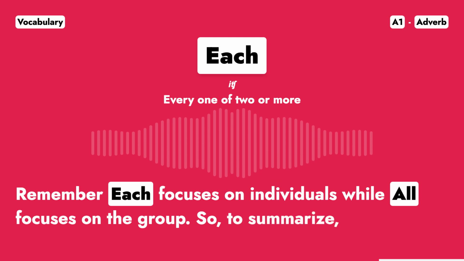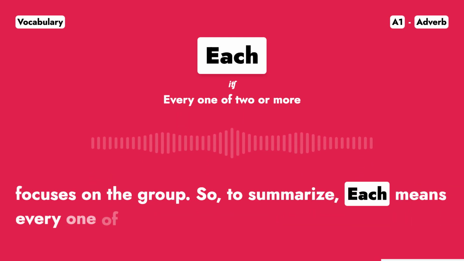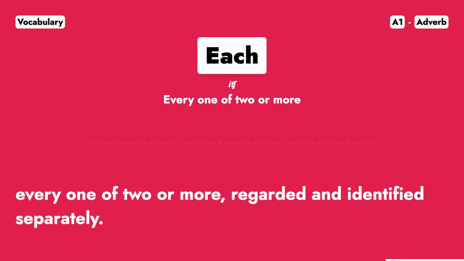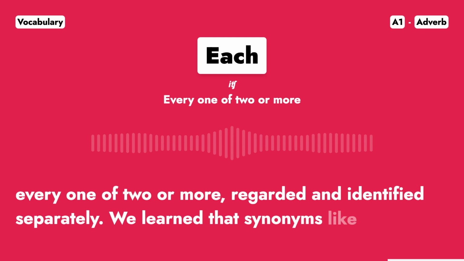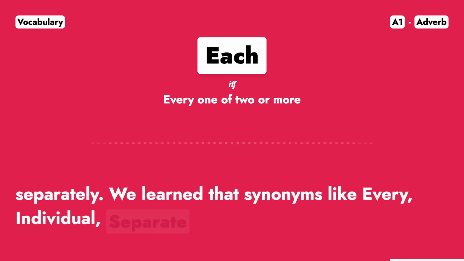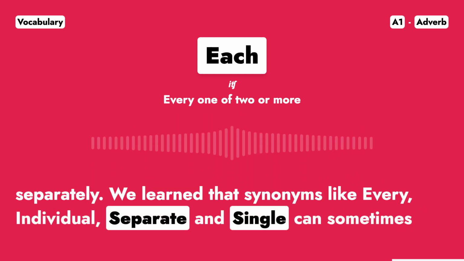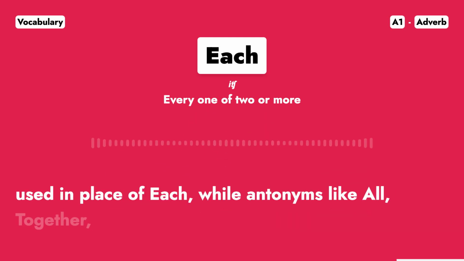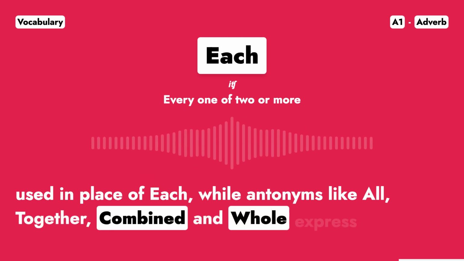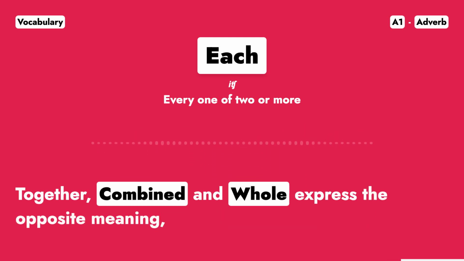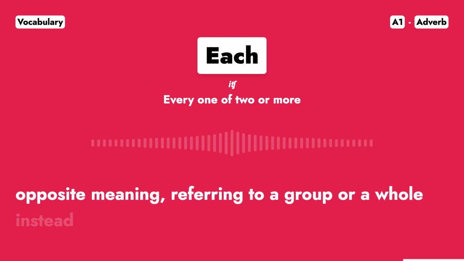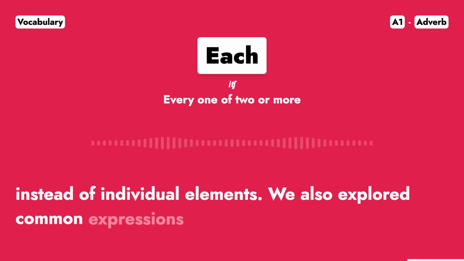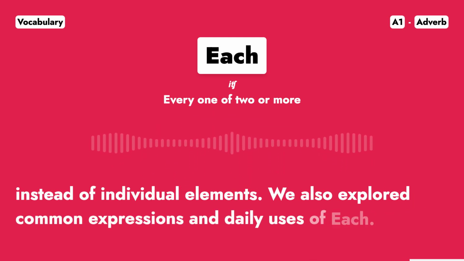So, to summarize, each means every one of two or more, regarded and identified separately. We learned that synonyms like every, individual, separate, and single can sometimes be used in place of each, while antonyms like all, together, combined, and whole express the opposite meaning, referring to a group or a whole instead of individual elements. We also explored common expressions and daily uses of each.